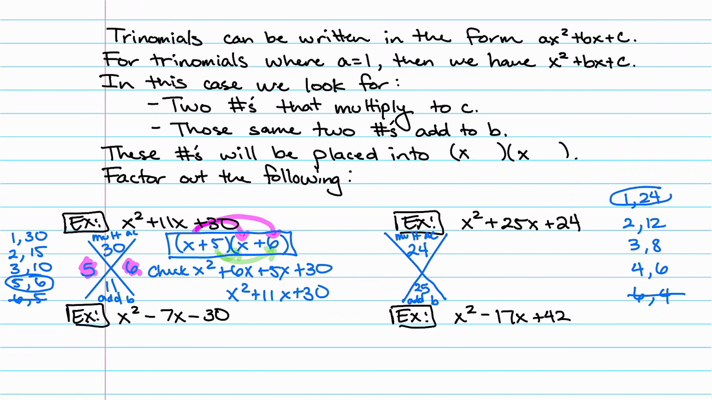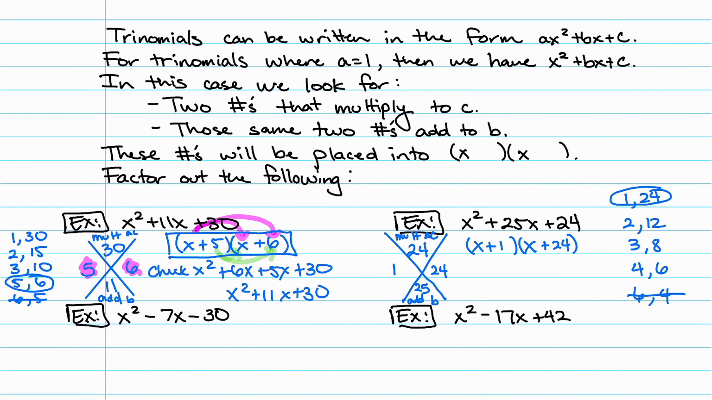And right away, I see that the 1 and the 24 will match up to 25. So I think my magic numbers are going to be 1 and 24, because 1 times 24 is 24 on the top, and 1 plus 24 will give me 25 on the bottom. That means I think my answer is going to look like this: parentheses x, parentheses x. And I think that the first one's going to be a plus 1 and that the second one's going to be a plus 24. Again, we can go ahead and check this.